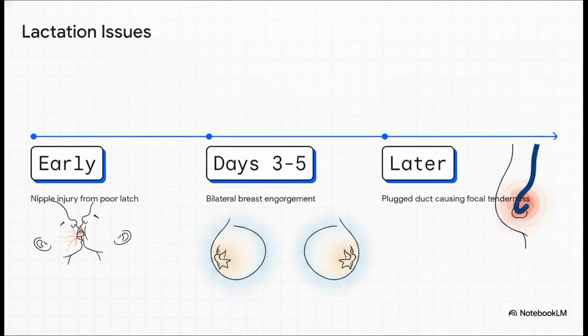Lactation problems follow a rigid, predictable timeline. Immediate postpartum nipple injury, like pain, abrasions, or cracking, stems from a poor infant latch, which you manage by observing the feeding and correcting the latch. A few days later, bilateral symmetric engorgement occurs when the milk comes in, improving with frequent feeding. Further down the line, inadequate emptying causes plugged ducts with focal tenderness but no fever.